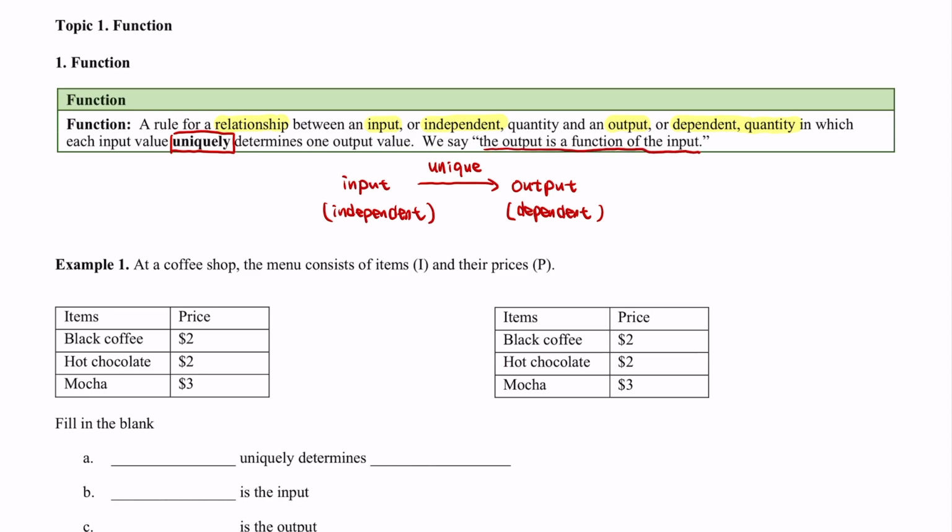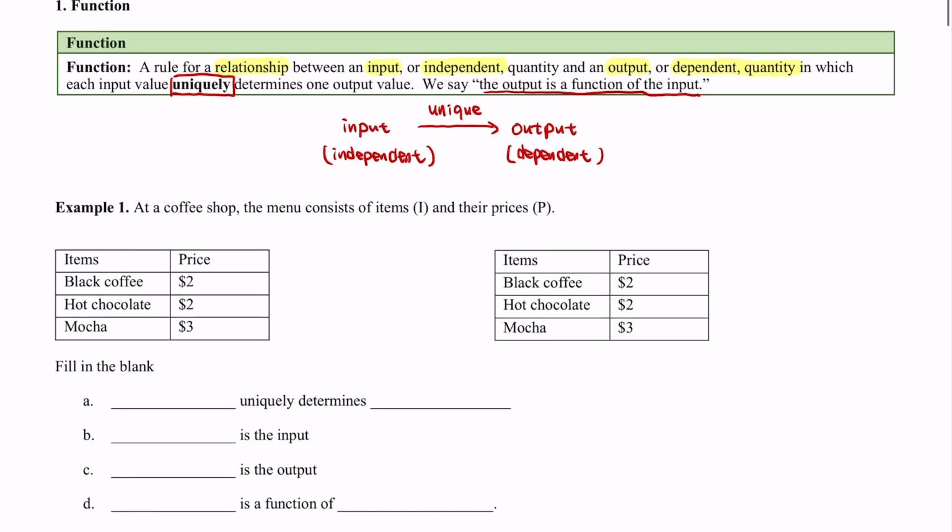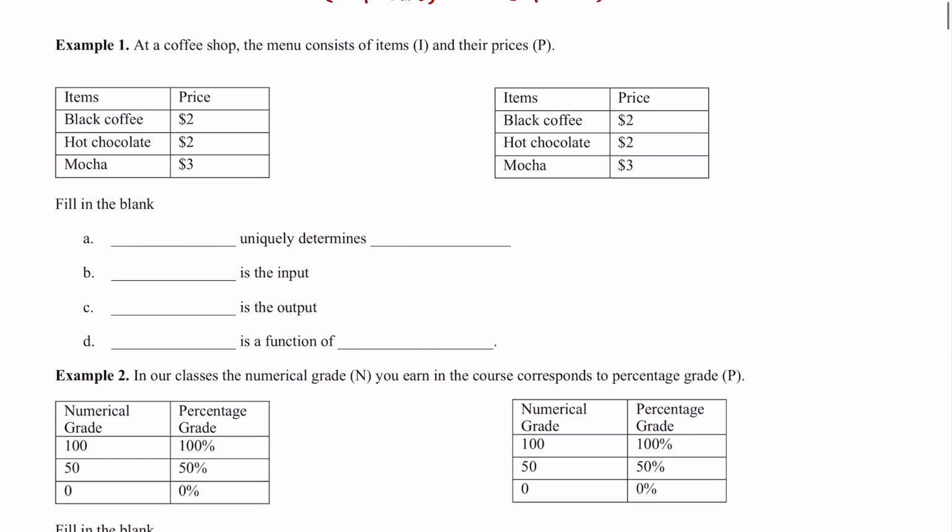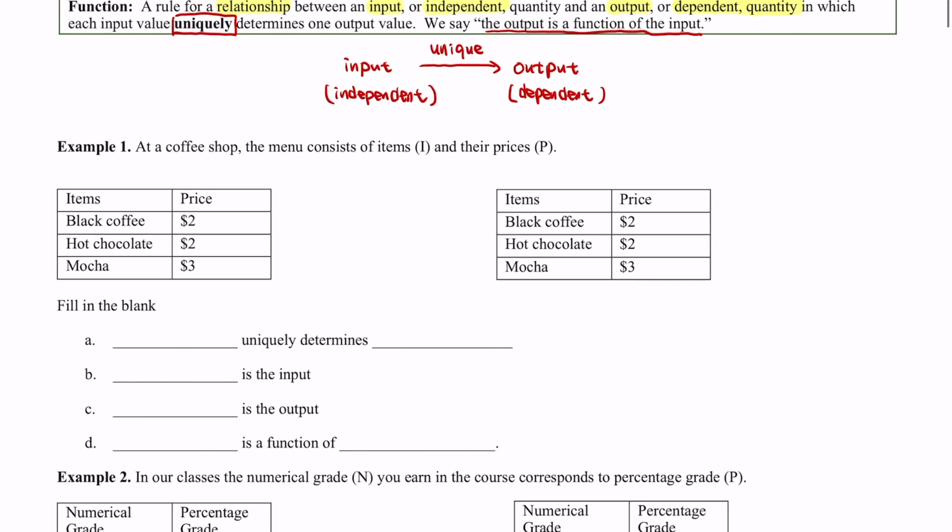Based on the definition, let's go over some simple examples. I made some really silly examples here, so we can use the definition to check which quantity is the input, which quantity is the output, and how to write down the notations here. In example 1, there is a coffee shop, and I put the menu, which has the item and the price. You can take a look at the table here.